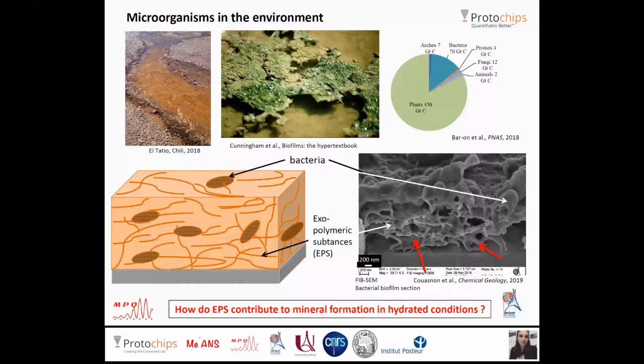To bring a little bit of context, on the surface of our planet, microorganisms, which represent the most important fraction of total carbon mass in the environment after plants, are found in the form of more or less thick microbial mats covering the surfaces. At the microscopic scale, the biofilms correspond to a porous network of cells connected to one another by organic polymer that they secrete. They are called the exopolymeric substances, or EPS.